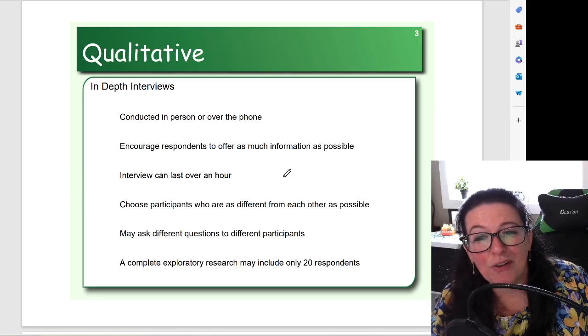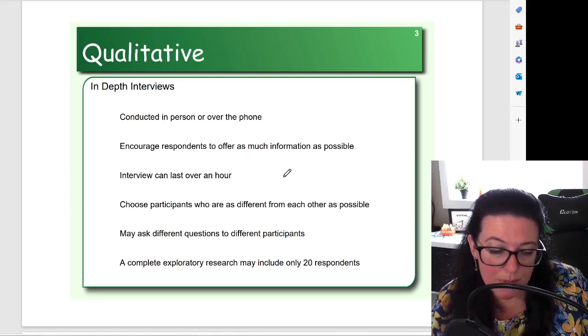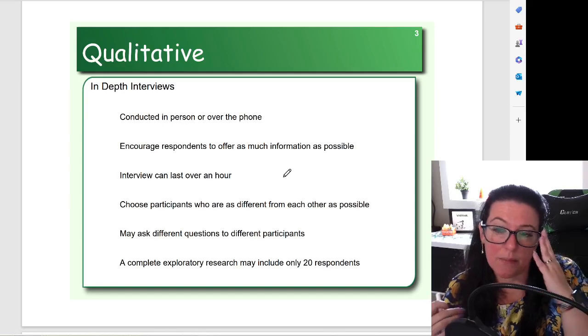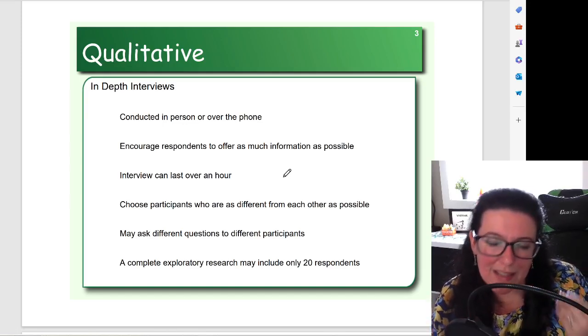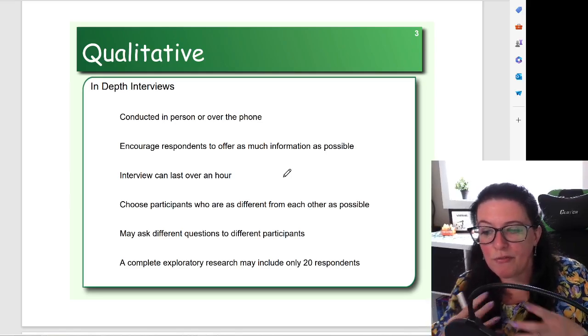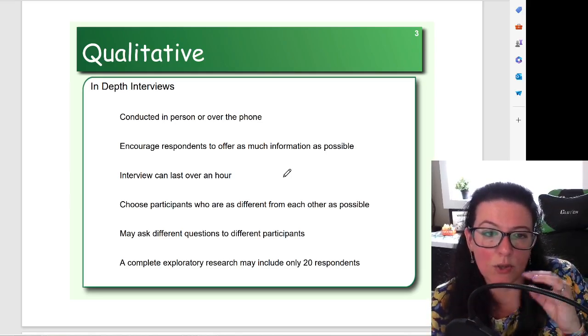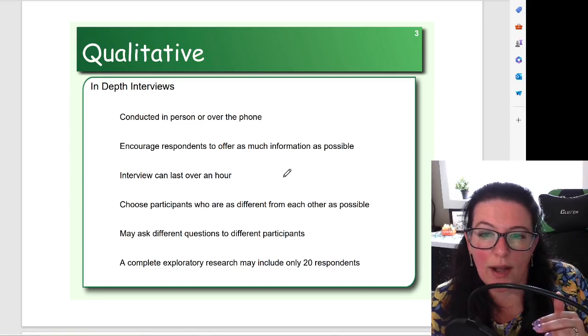We could ask different questions to different participants, right? We talked about if you do focus groups and you're doing multiple focus groups for the same client for the same topic, you want your questions to be somewhat similar since you're trying to get information from that group to help you brainstorm or answer. You have certain questions that you're trying to get to.